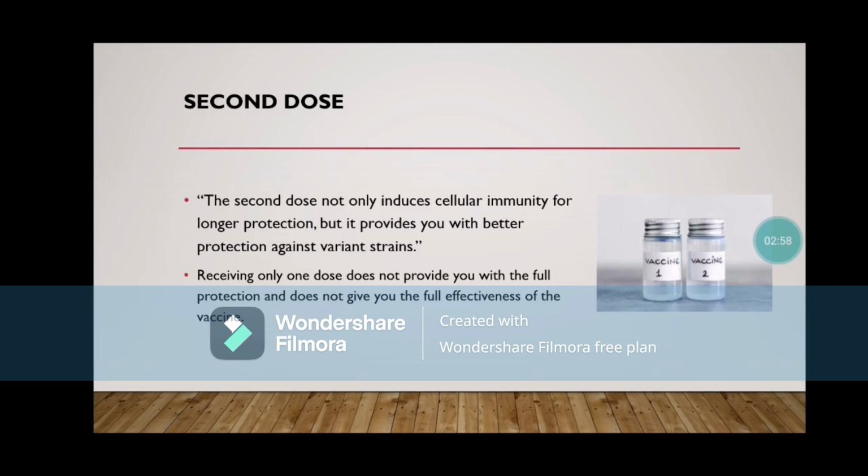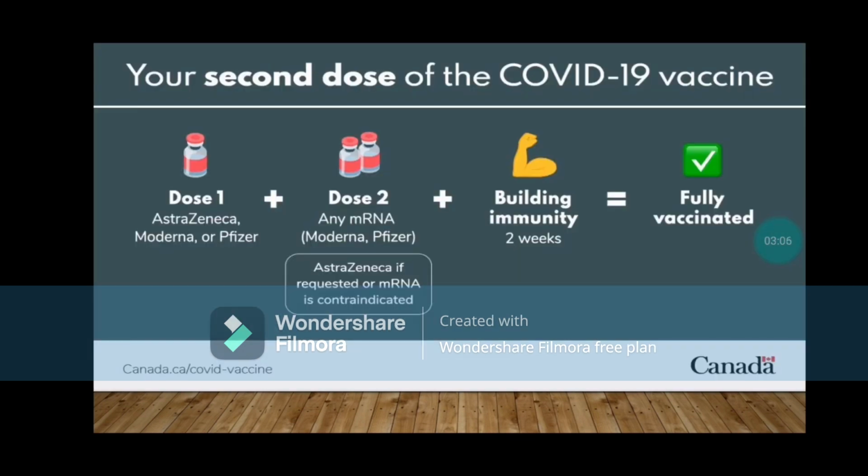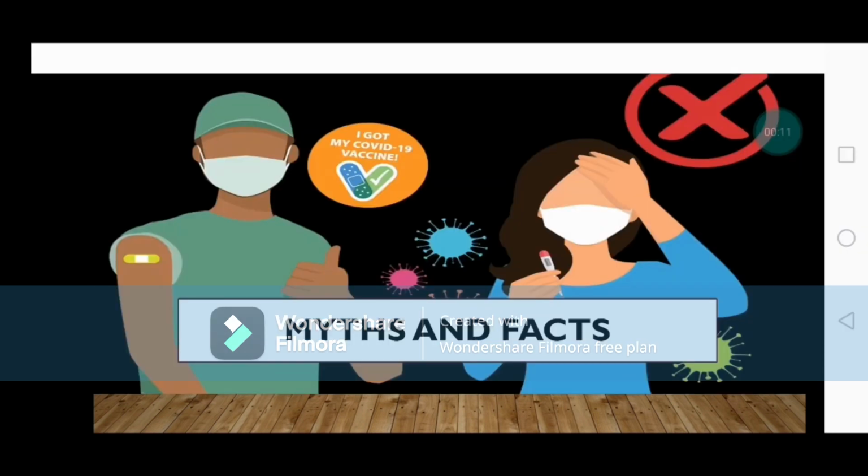Receiving only 1 dose does not provide you with full protection and does not give you the full effectiveness of the vaccine. Let's have a look at this diagram. If we talk about the first dose of AstraZeneca, Moderna, or Pfizer, any mRNA vaccine of COVID 19, and the second dose of any mRNA vaccine like Moderna, Pfizer, within 2 weeks, we will build immunity and we are fully vaccinated. Let's talk about myths and facts of COVID 19 and its vaccines.